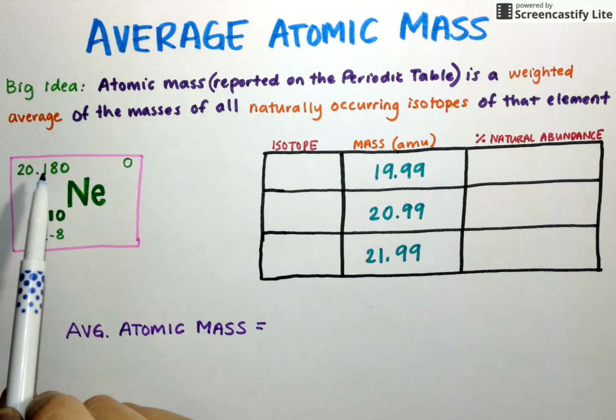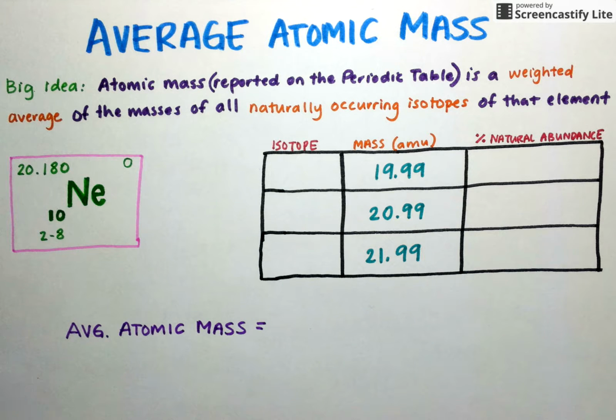So we'll take a look at how this atomic mass that's reported on the periodic table is really a weighted average of the masses of all the naturally occurring isotopes of that particular element. So a bigger picture view of mass rather than a zoom in on an individual atom.